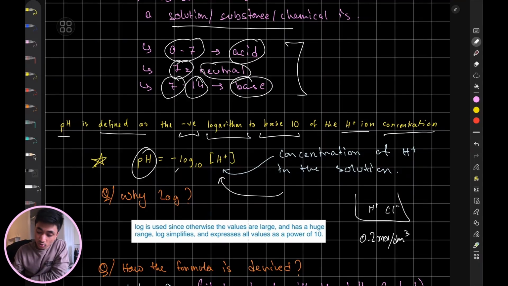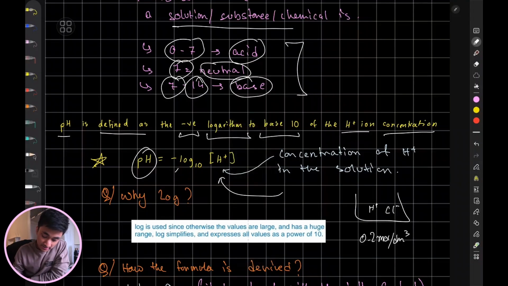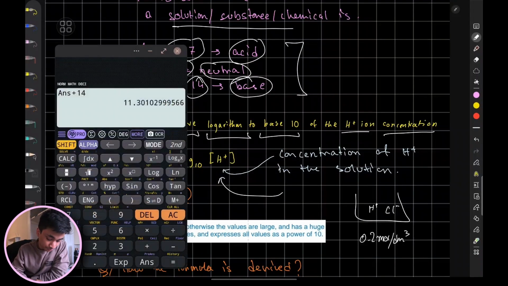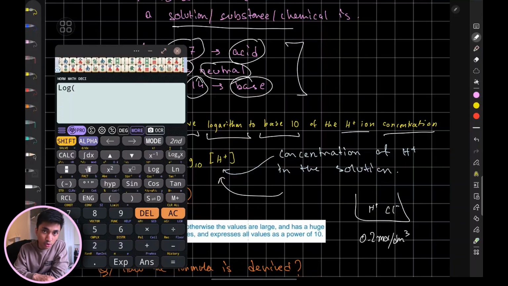Do you want to see it work out once? Let's do that. Let's take this example of 0.2. When you do log over here in the calculator, it automatically sets the base as 10. So log of what do we have? 0.2. What does that give you?